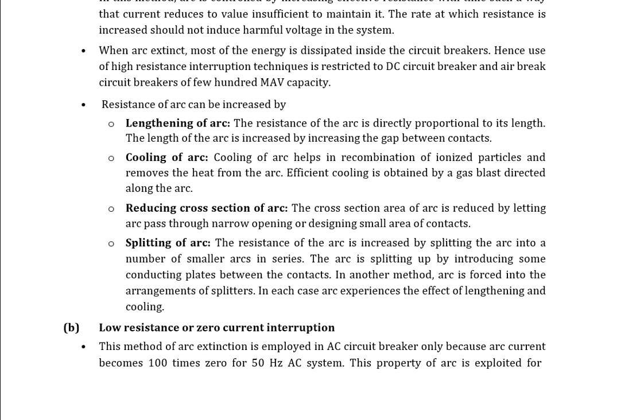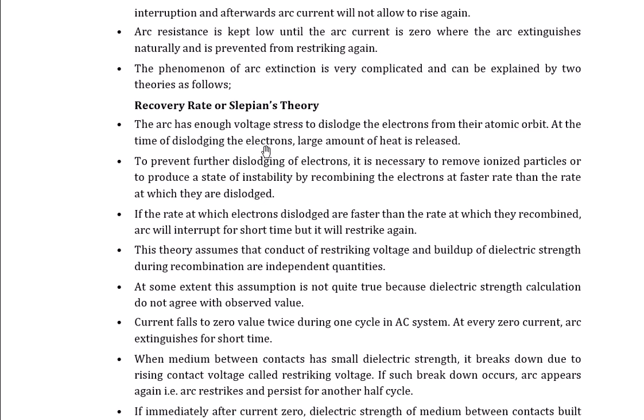This property of the arc is exploited for the interruption, and afterwards the arc current will not be allowed to rise again. So this method will quench the arc and create such an environment that the arc will not restrike again. Arc resistance is kept low until the arc current is zero, when the arc extinguishes naturally and is prevented from restriking again.